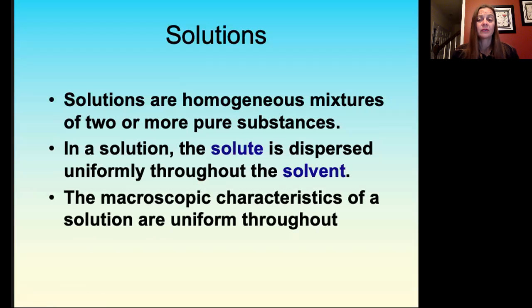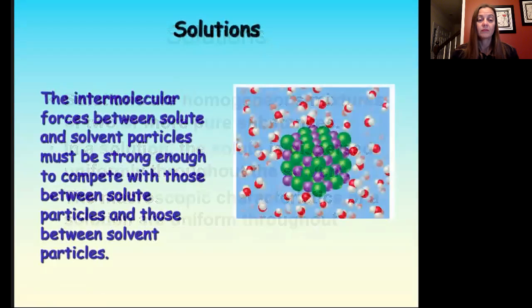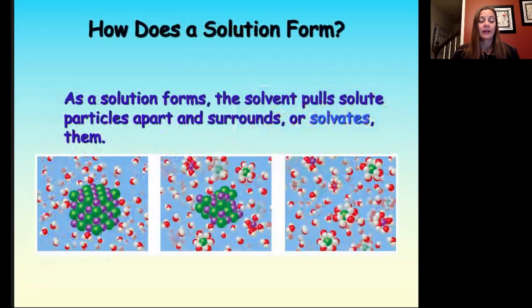So how does a solution form? In order for a solution to form, the solute has to be pulled apart by the solvent and then solvated by it. So there are two things that have to happen, or three, I guess. First, the solute particles have to separate and the solvent particles have to separate. That means that the intermolecular attractions within the solute and the intermolecular attractions within the solvent both have to be broken and pulled apart.